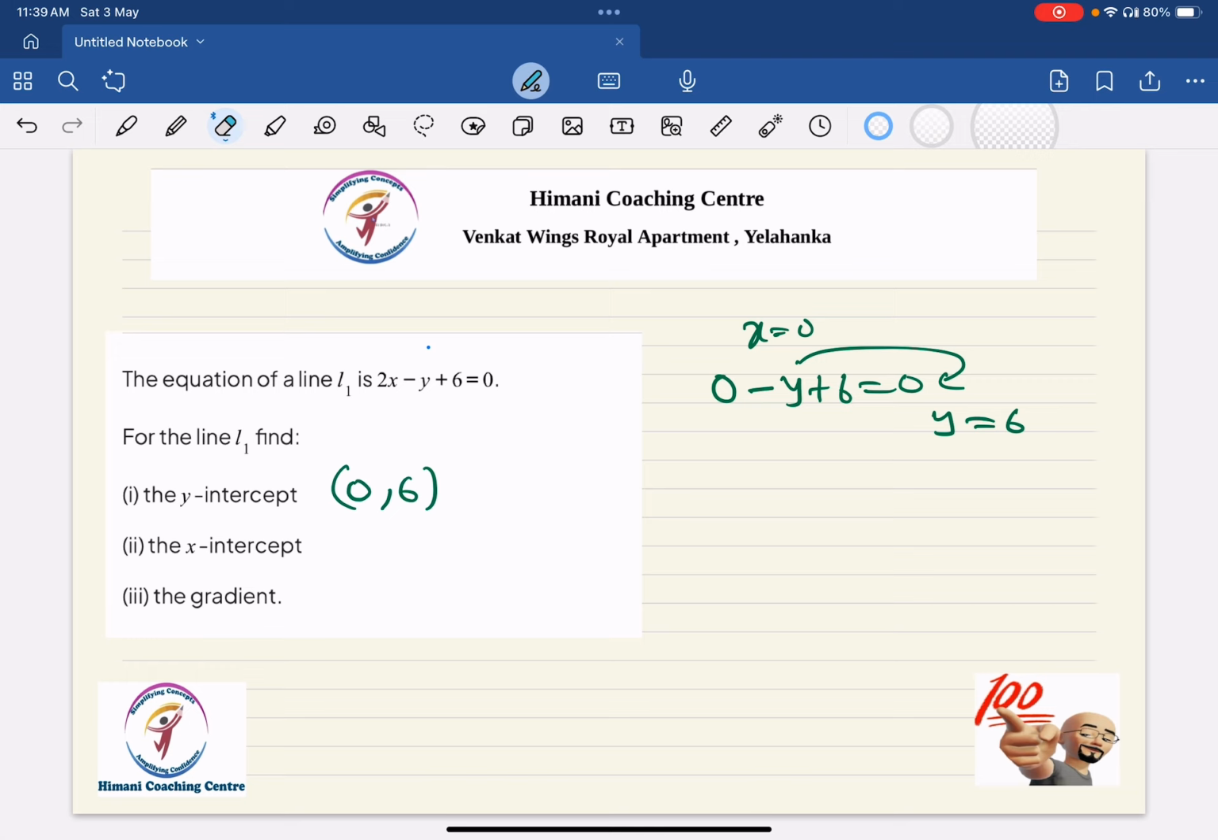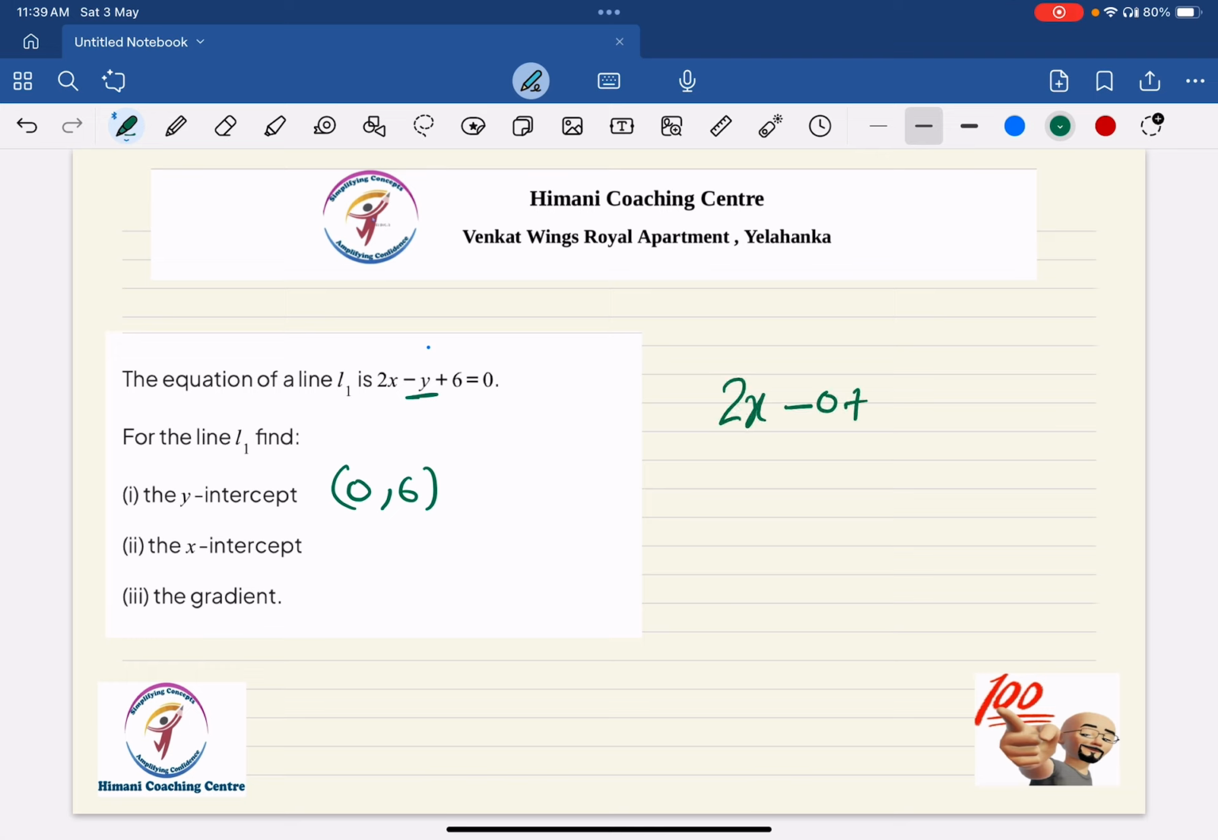Now, in order to find the next, which is the x-intercept, we have to do what? In the same equation, make y equals 0. So we will have 2x minus 0 plus 6 equals 0. So 2x is equal to minus 6, x equals minus 3. What am I doing? x equals minus 6 by 2 and getting minus 3. So the x-intercept is (minus 3, 0).